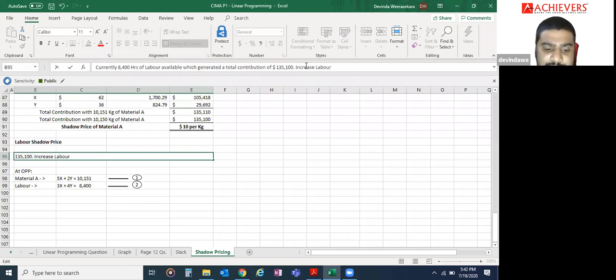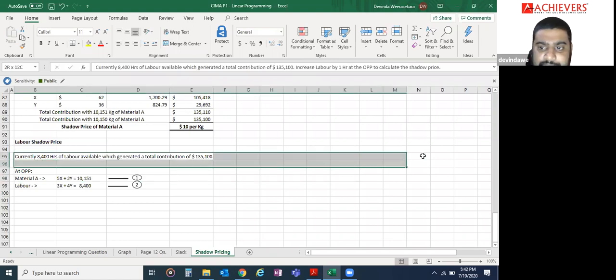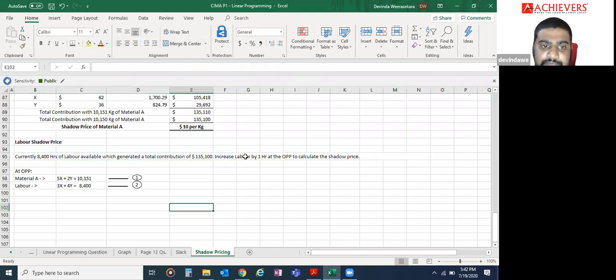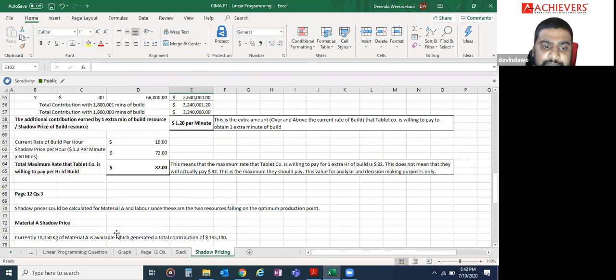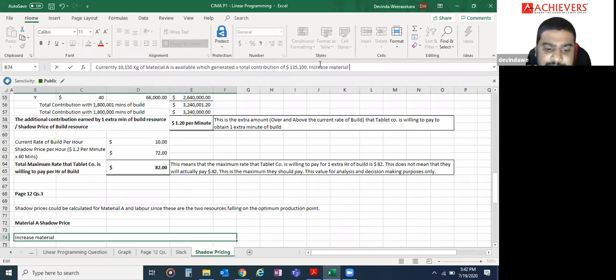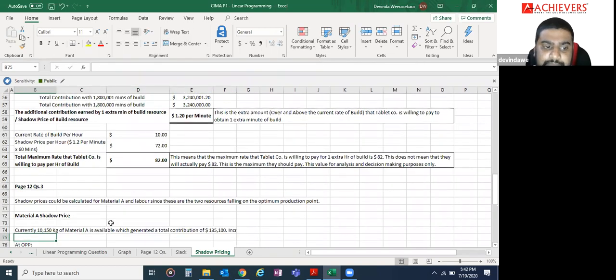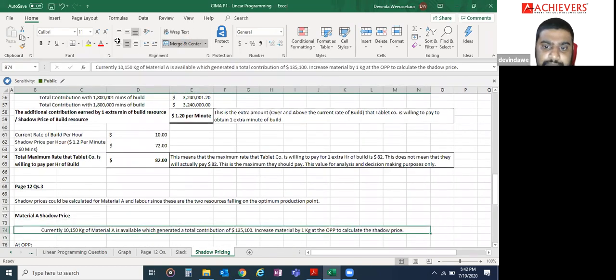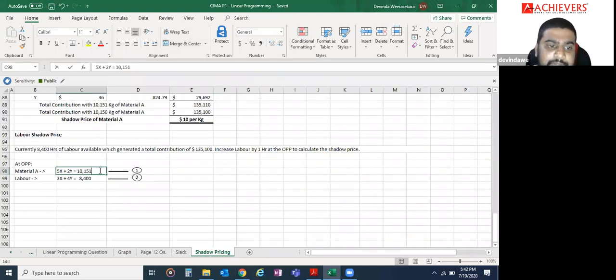Increase labor by 1 hour at the optimum production point. Calculate the shadow price. Okay, so now this is the optimum point. Now you increase labor by 1 hour. Keep material A the same, 10,150, and increase labor to 8,401.